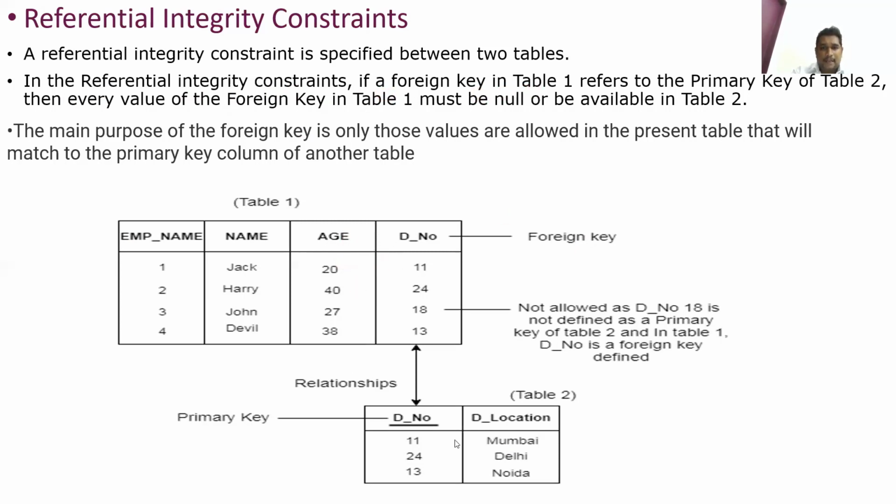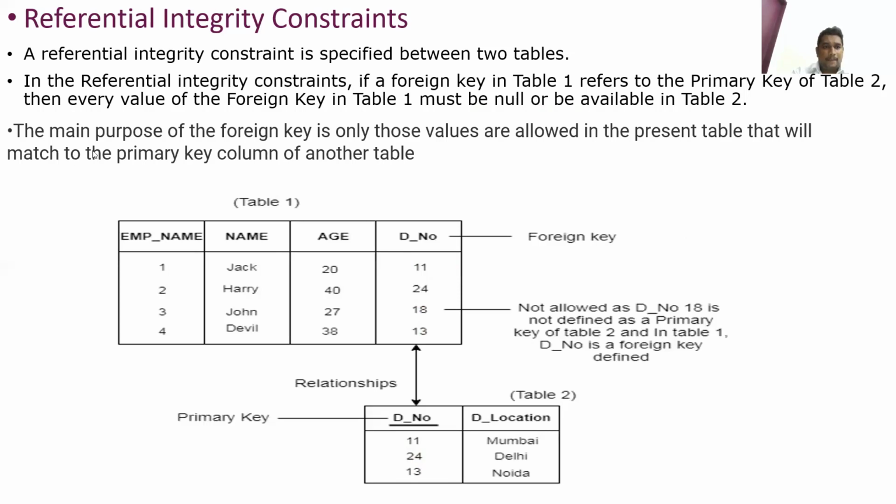This is table 1, this is table 2. If a foreign key in table 1 refers to the primary key of table 2, then every value of the foreign key in table 1 must be null or be available in table 2. It should be available there only.